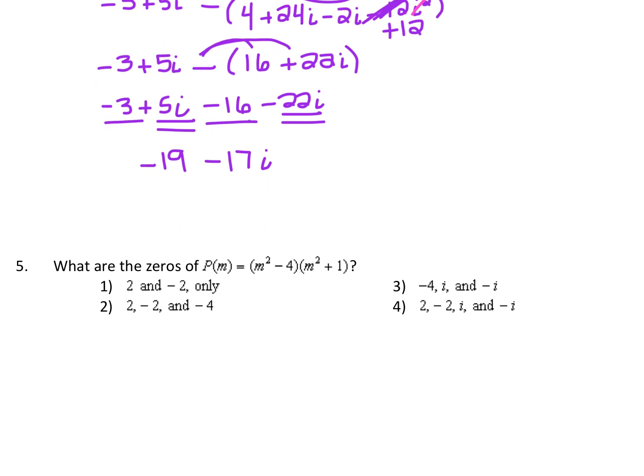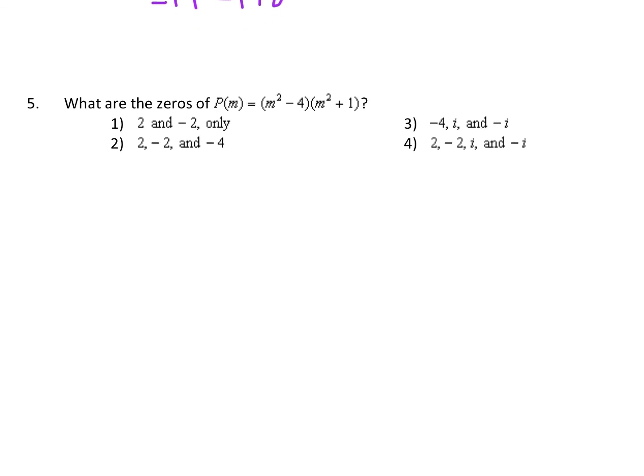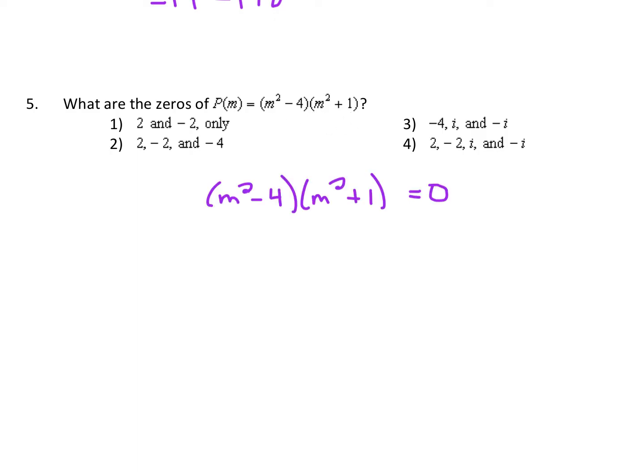Okay, number 5, what are the zeros? So if they want us to find the zeros, all they want us to do is set this equal to 0. Okay, so actually, this expression is already mostly factored for us. You can factor further, right? You could factor this to m plus 2 times m minus 2.